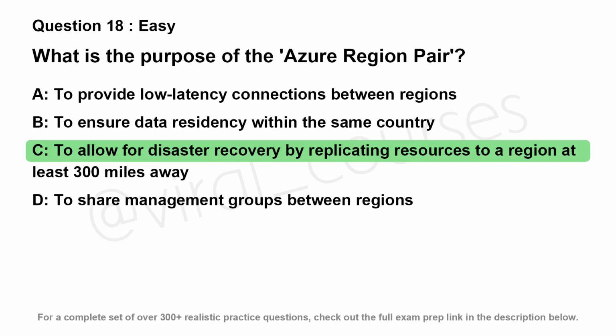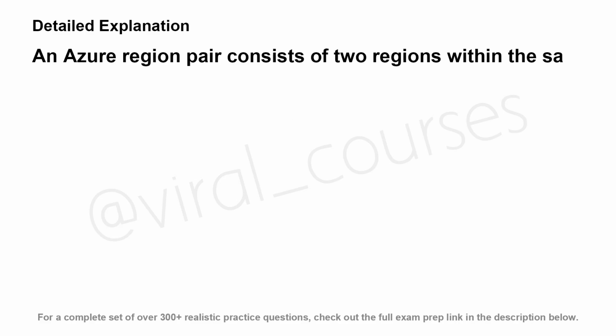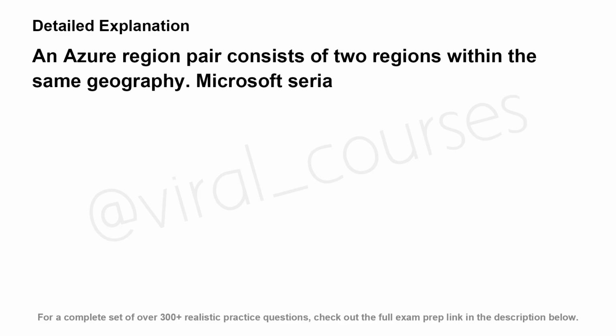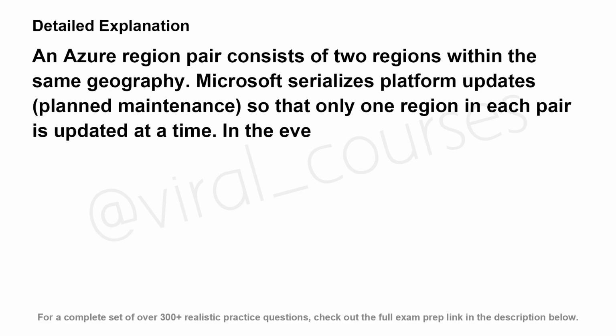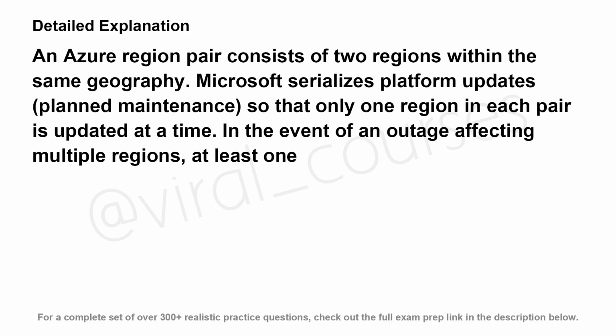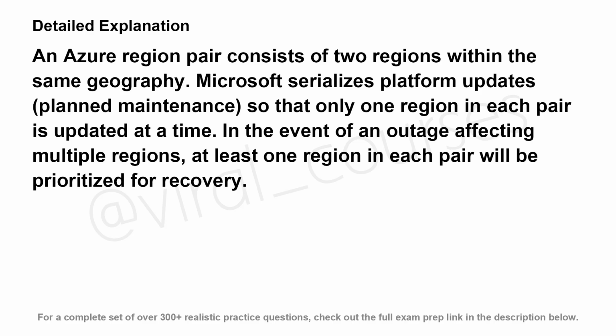The correct answer is C. An Azure region pair consists of two regions within the same geography. Microsoft serializes platform updates, planned maintenance, so that only one region in each pair is updated at a time. In the event of an outage affecting multiple regions, at least one region in each pair will be prioritized for recovery.